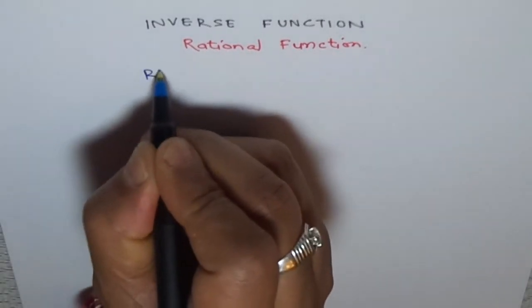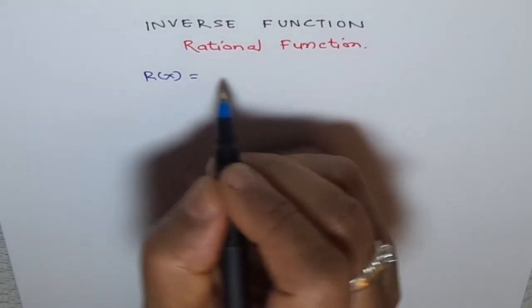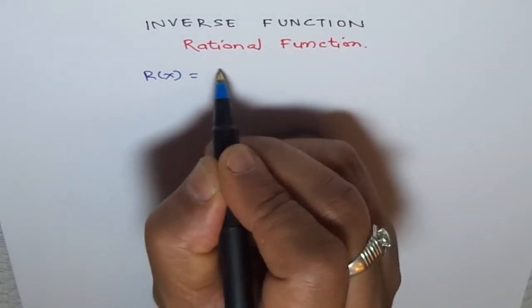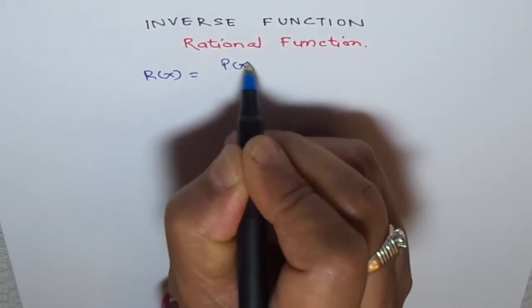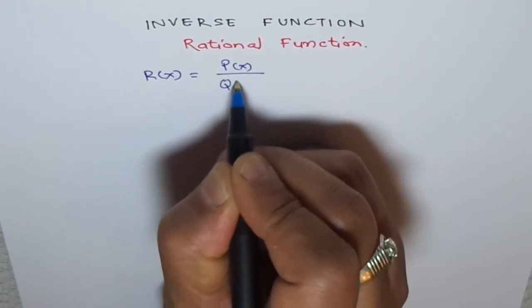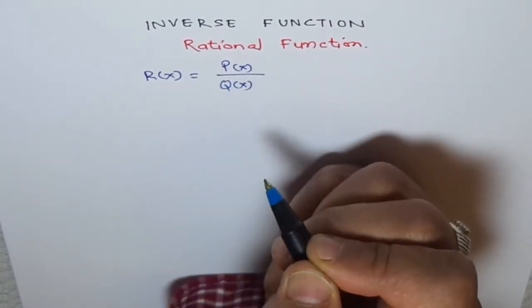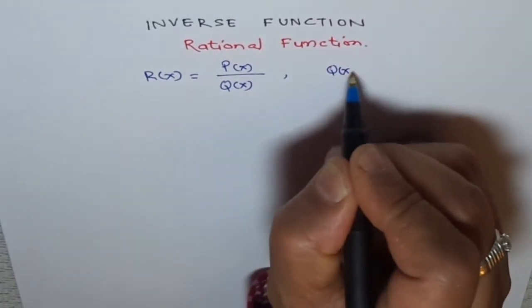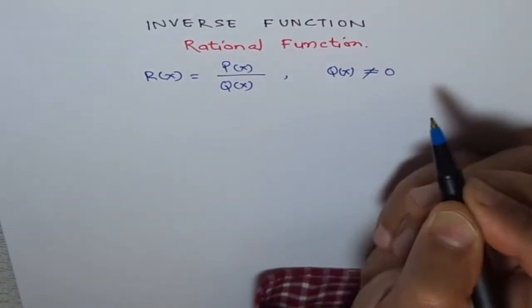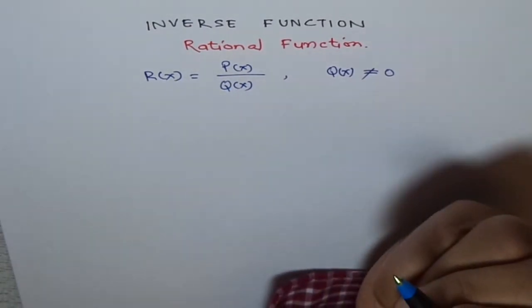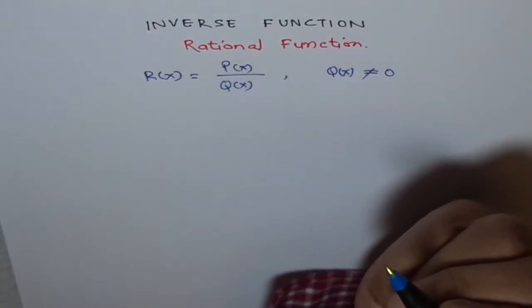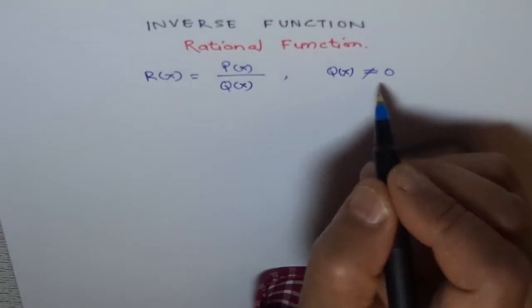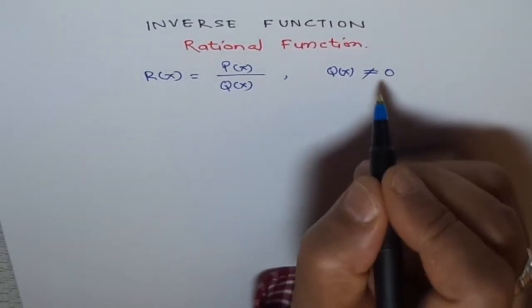A rational function is normally written as a ratio of two polynomial functions, where we can write the numerator as one polynomial and the denominator as the other polynomial. Here, the condition is that the denominator is not equal to 0, because you can't divide by 0. It is indeterminate and it's not possible. Therefore, we have this as a restriction.